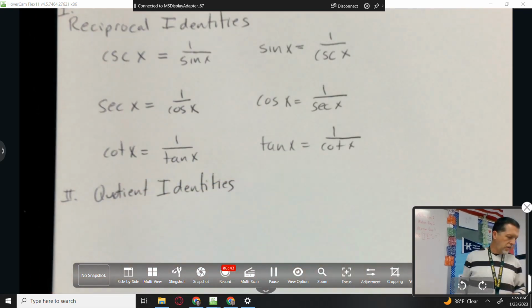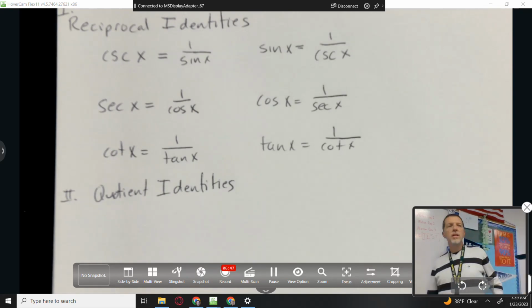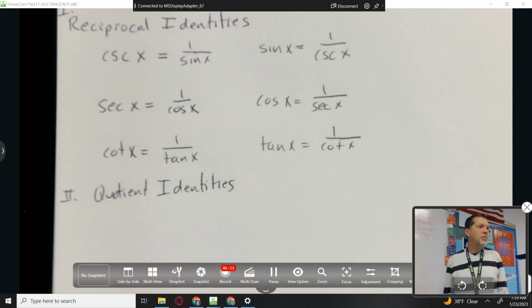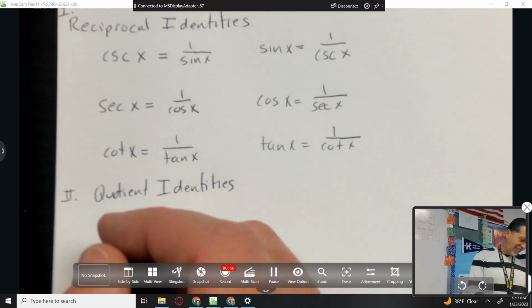Second type of identities for today, and then we'll do some example problems. Some of you got to write smaller if you're going to fit it all on today's page there, Joseph. Quotient identities.